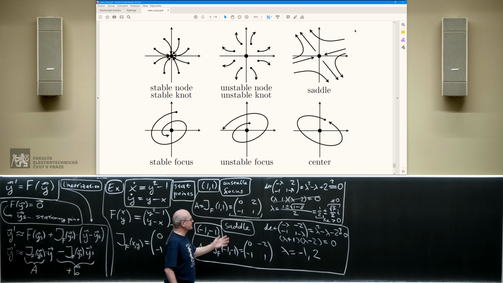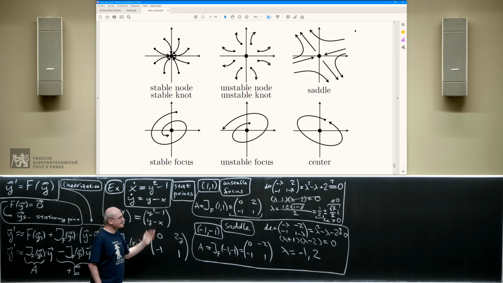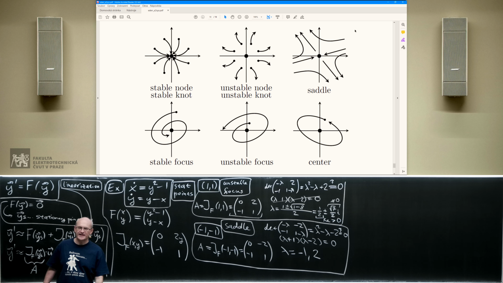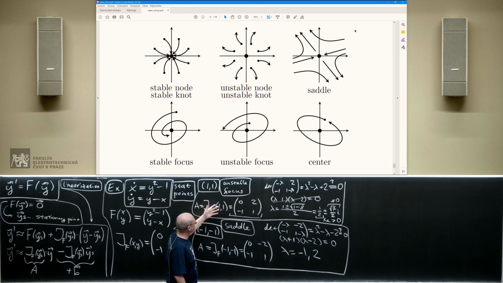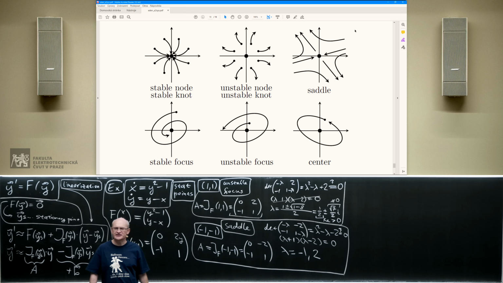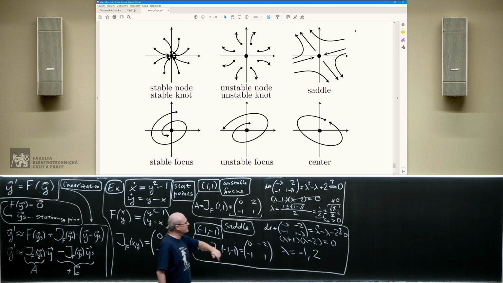You may say, okay, wait a second. We didn't really see any linearization in action, did we? I mean, I took the point 1, 1. I found the Jacobi matrix, and then I just jumped right into the conclusion. So what can we say about this linearization? Let's have a look at it.